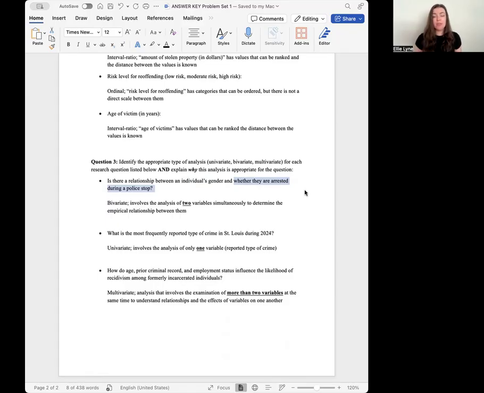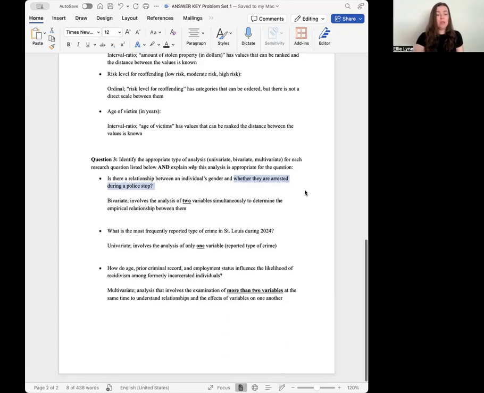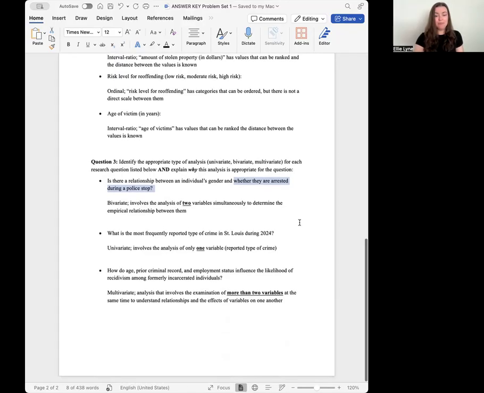So that indicates to me that we would be performing a bivariate analysis because we are analyzing 2 variables simultaneously to determine if there is an empirical relationship between them. In other words, does an individual's gender affect whether they are arrested during a police stop? So those are 2 variables of interest, and we're only comparing those to each other in this scenario. So bivariate is a way for you to know that bi is 2. So a bivariate analysis is appropriate here.